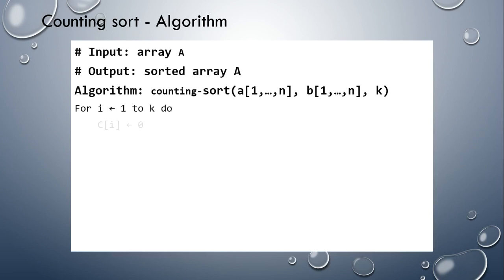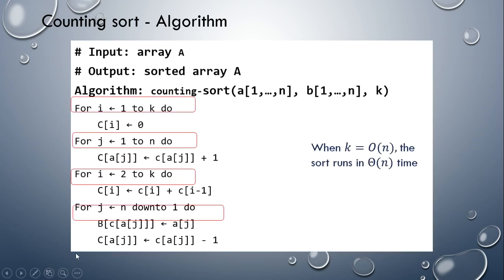Now the algorithm for counting sort. First of all, we assign 0 to the count array. After that we write the updated array by adding the previous count, C[i] plus C[i minus 1], which represents the actual position. After that we write the output array starting from the right side. Why do we start from the right side? To maintain the stability of the sort.